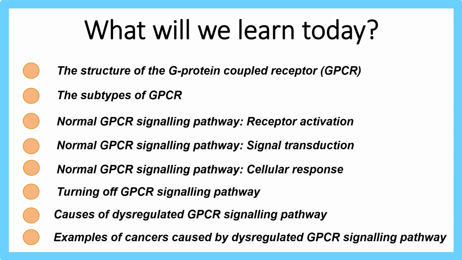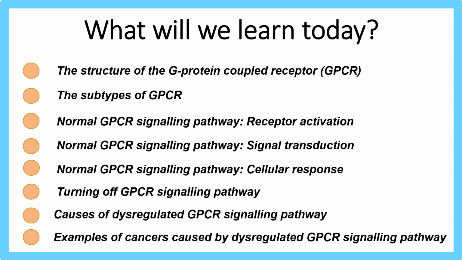So what will we learn today? Hopefully we will recap the structure of the G protein coupled receptor in an in-depth way, look at the subtypes of the GPCR, and we will also be looking at the three key steps, so receptor activation, signal transduction, and cellular response that occur within the normal GPCR signaling pathway.